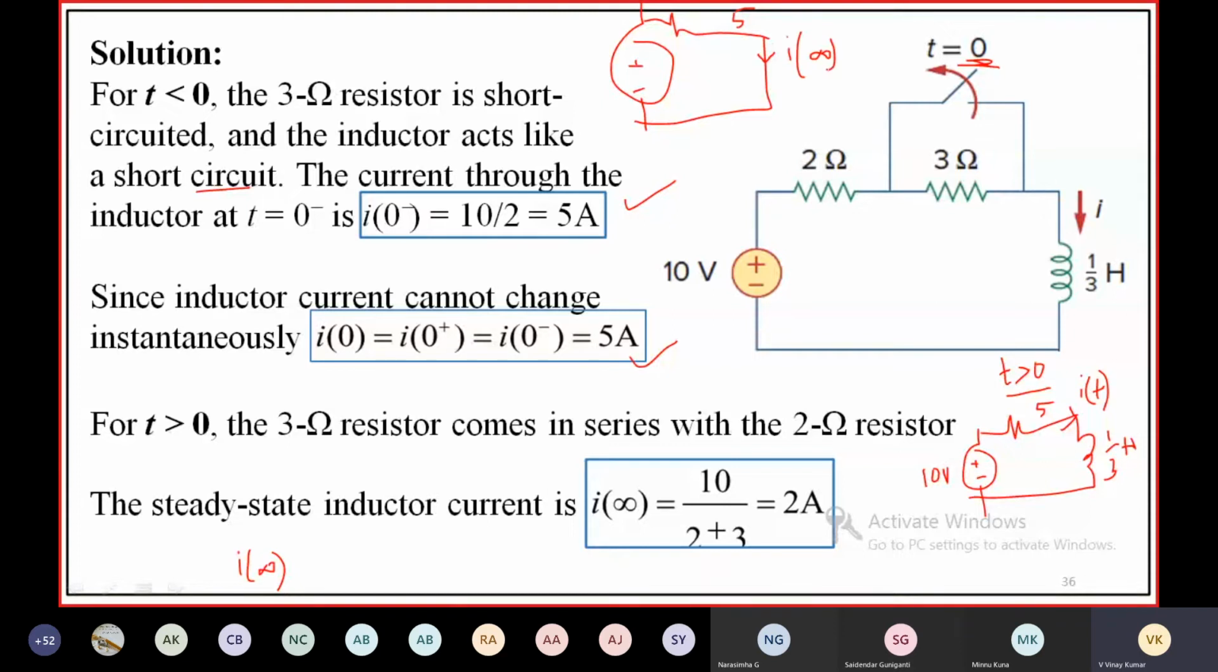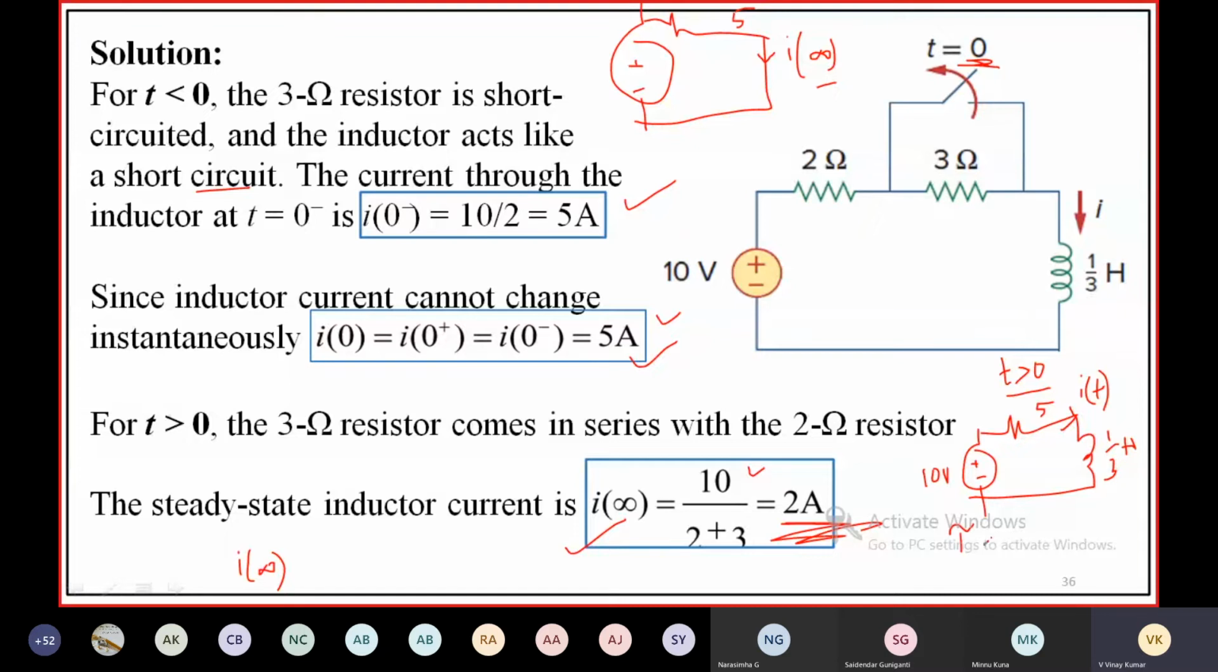Steady state occurs at t = infinity for t greater than 0. For t less than 0, steady state occurs at t = 0 minus. So let us find I of infinity, which is equal to 10 by (2 plus 3), which is 2 amps. We have the initial value and the final value. Now let us find the time constant, tau.